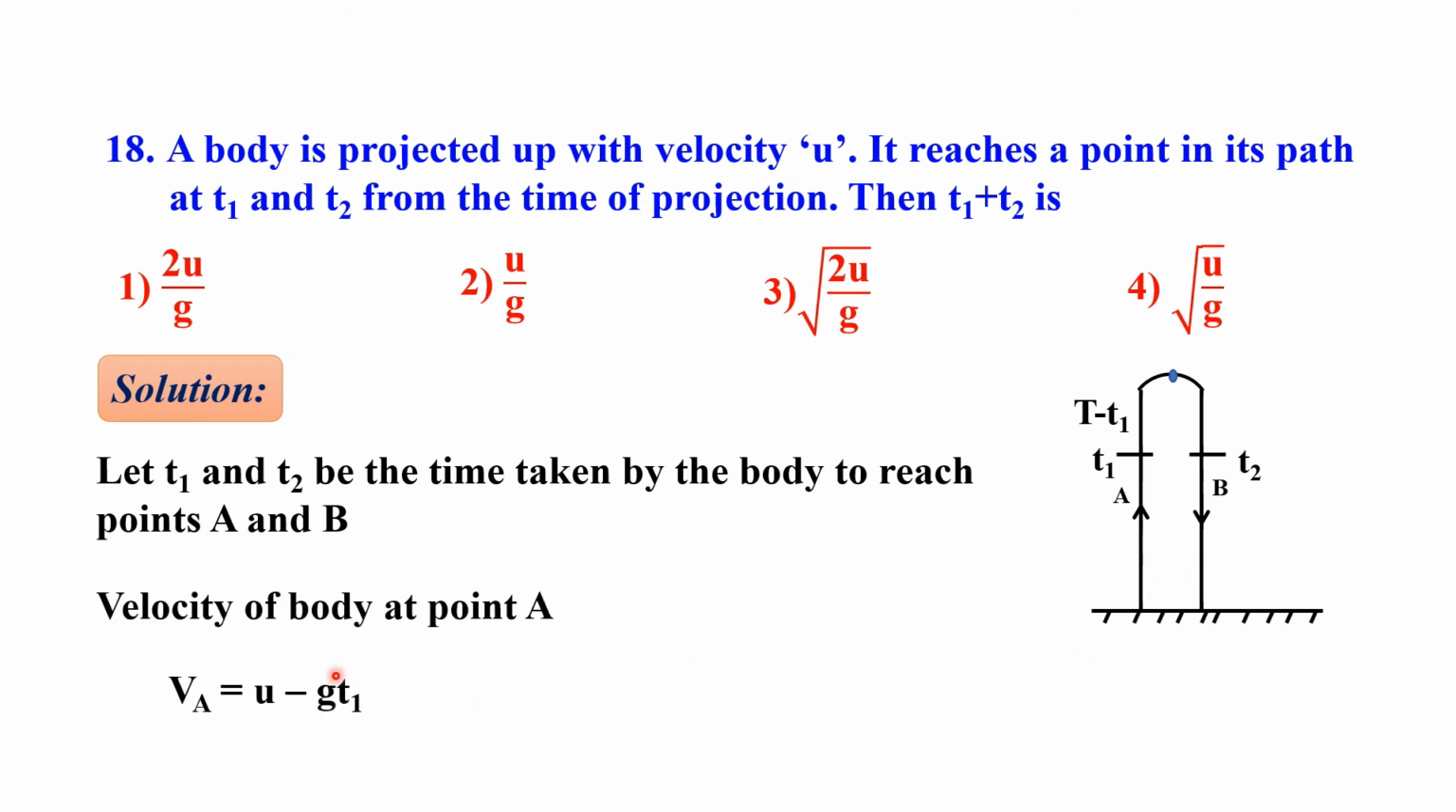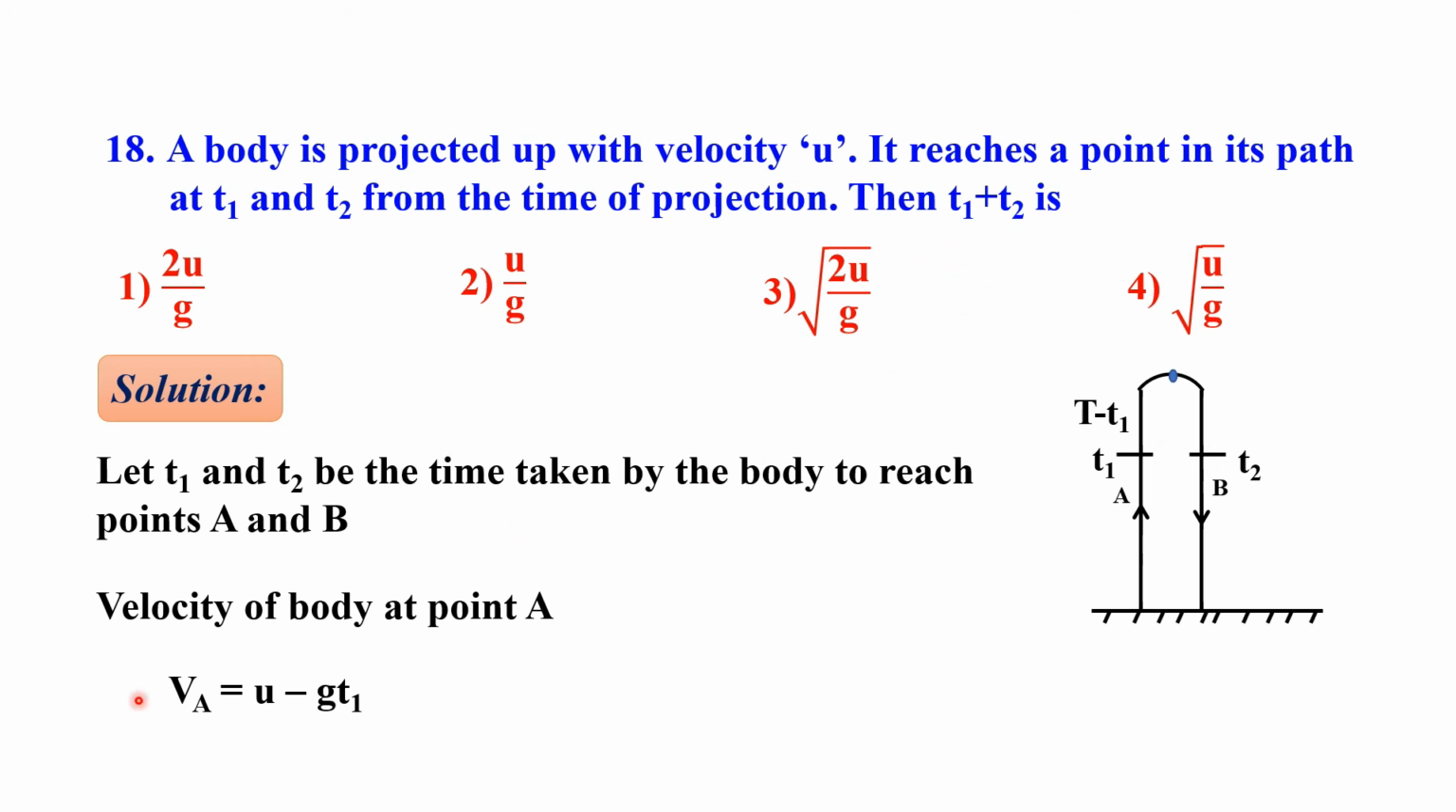So, velocity of the body at point A. Here this is the diagram. Here a body is projected up with velocity u. It reaches a point in its path at t1 and t2. T2 is from the time of projection. Now we are calculating the t1 plus t2 value.